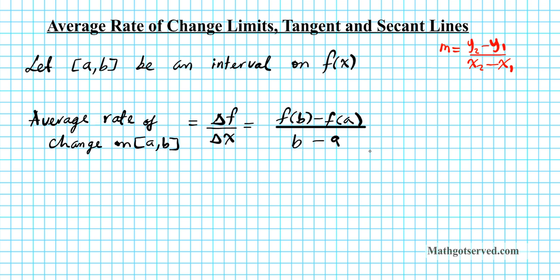And then this can also be written as, if we let h equals b minus a, this can be written as f of a plus h minus f of a divided by h. Okay, in this case, where b minus a is equal to h. Okay, so all these basically mean the same thing, the average rate of change.